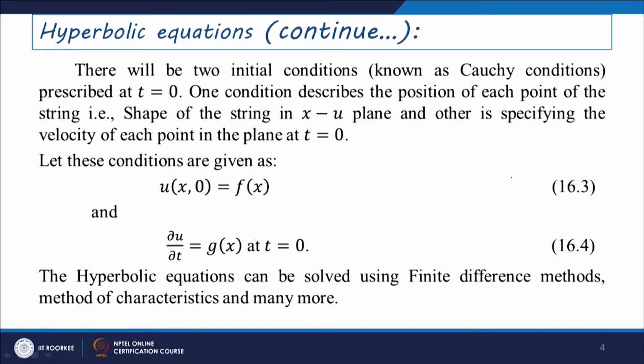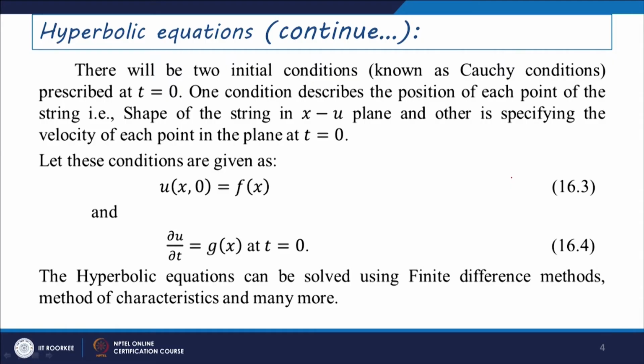But there will be two initial conditions, which can be provided in the form of a Cauchy boundary condition prescribed at t equals 0. One condition describes the position of each point of the string, that is, the shape of the string in the x-u plane, and the other specifies the velocity of each point at t equals 0. Let these conditions be given by u of x, 0 equals f of x, and del u by del t equals g of x at t equals 0.